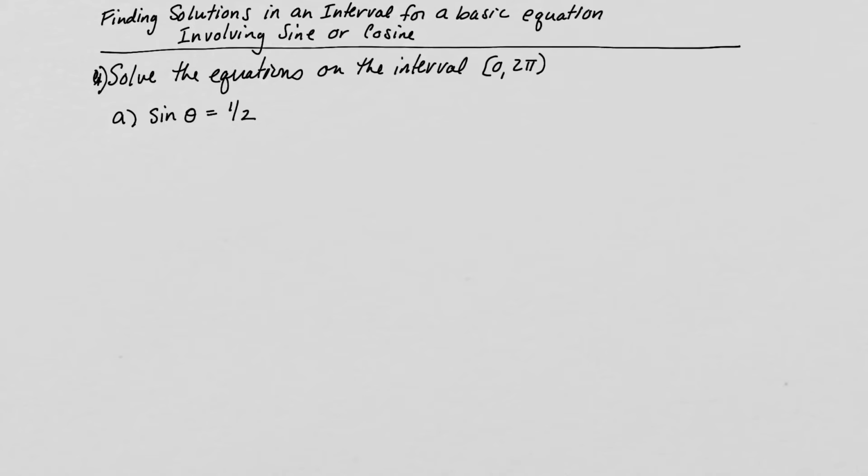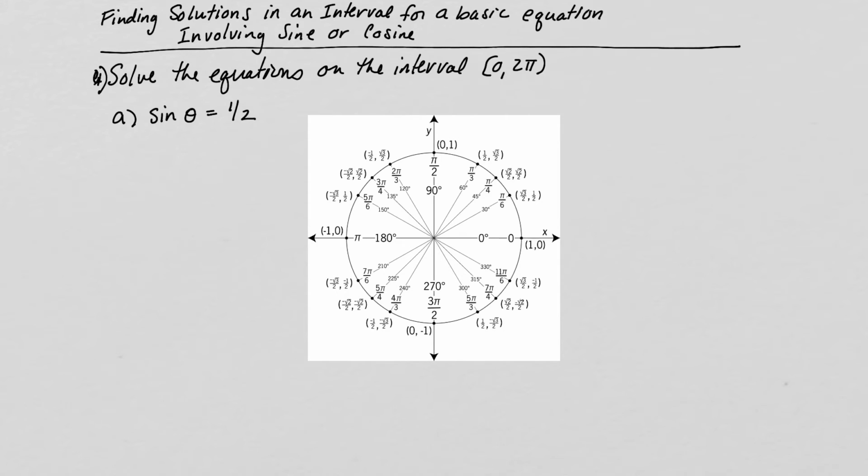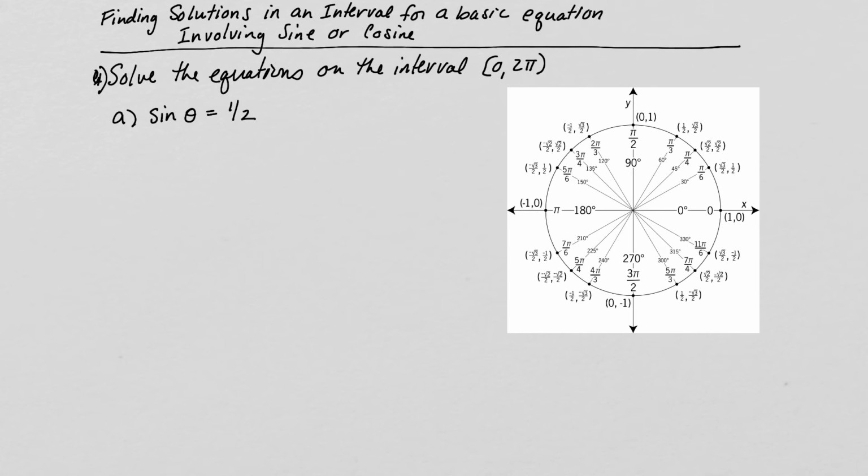So let's put in here the unit circle. So I have the unit circle here saved. Okay, so if we were looking at this unit circle, we're looking for the y values. So where is the y value equal to 1/2? So one of the places here is the y value is 1/2, so that's going to be pi over 6. So one of my answers is going to be at pi over 6. But I have more than one answer, and so if I keep looking, the other place that's equal to 1/2 is over here at 5 pi over 6. So my two answers are pi over 6 and 5 pi over 6.